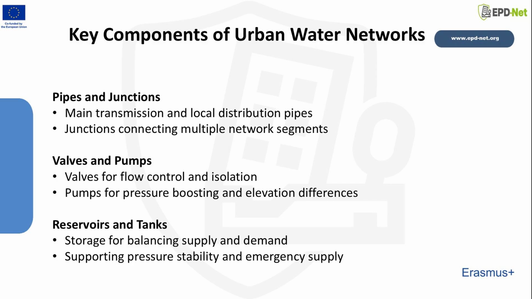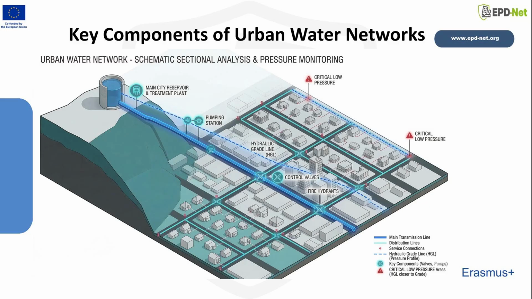Valves are used to regulate flow, isolate sections for maintenance, and manage pressure conditions. Pumps are used to overcome elevation differences and boost pressure where gravity alone is insufficient to meet demand. Reservoirs and storage tanks play an important role in balancing water supply and demand. They help stabilize pressure within the network, provide storage during peak demand periods, and ensure water availability during emergencies or maintenance activities.